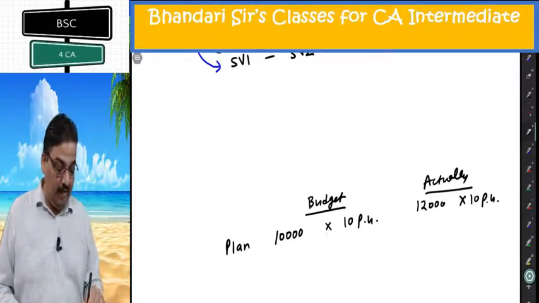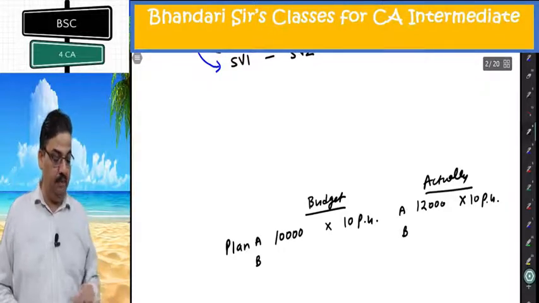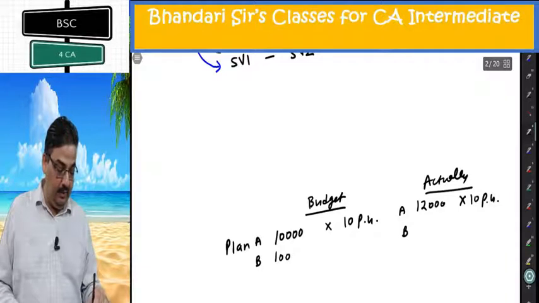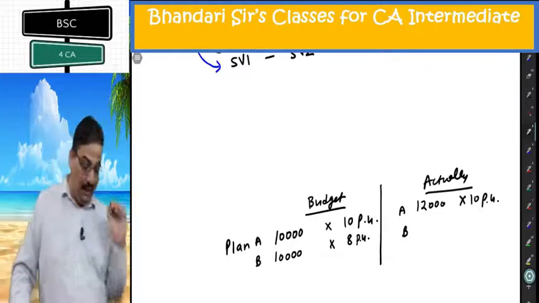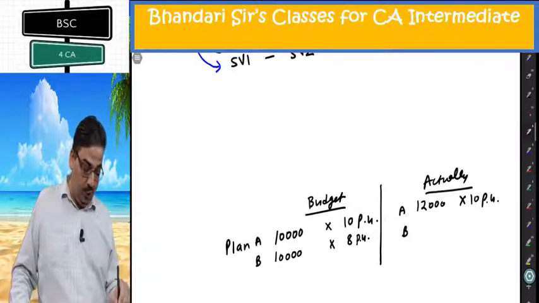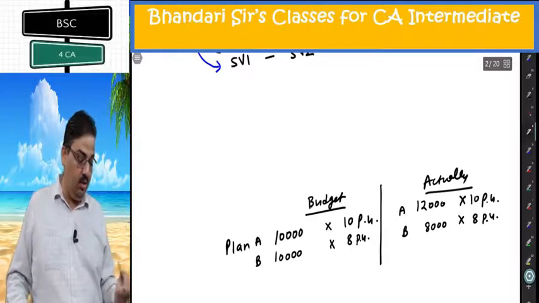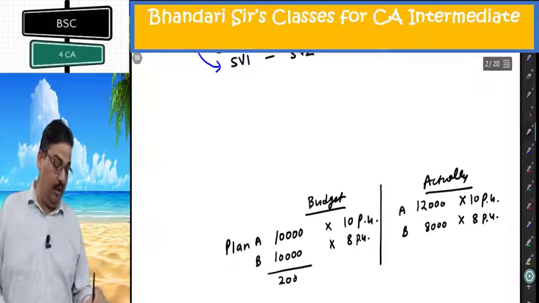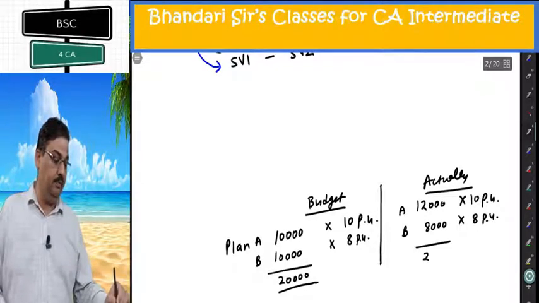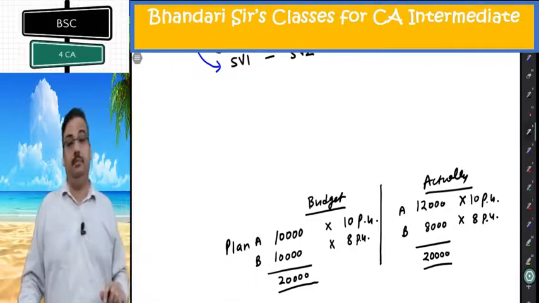In case there are multiple products, this is A, this is B. We planned 10,000, 10,000 and this I planned 8 per unit, B product. Actually, I sold same selling price, no price variance. I sold total quantity same, 20,000, 20,000. But my ratio is different.